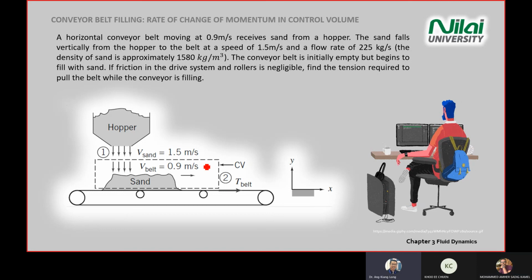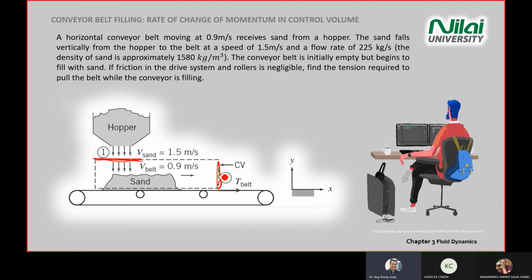Okay, we go for your tutorial question or handout number 22, which is the last question for this chapter. We have a conveyor belt, and a hopper that drops sand onto the conveyor belt. The velocity of the sand is 1.5 meter per second. The velocity of the belt is 0.9 meter per second. The control volume is given in this case. We have point 1 and point 2. Your point 1 area is this one here, and point 2 area is this one here.